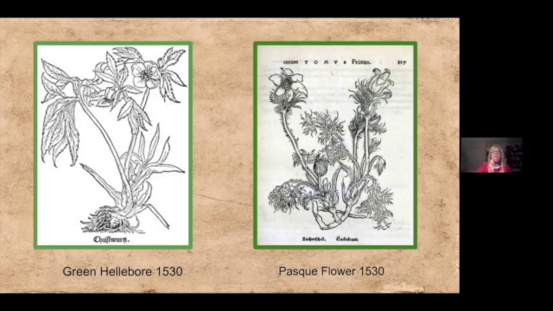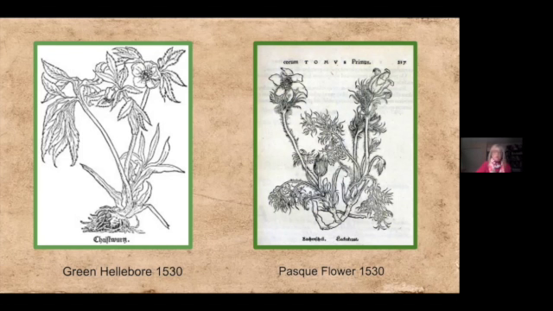And they would create the woodcuts, and another unknown artist would paint them and color them. But again, the artists were not the ones that were being, they were not the important ones. The scientists that were actually drawing the images were held in very high esteem.